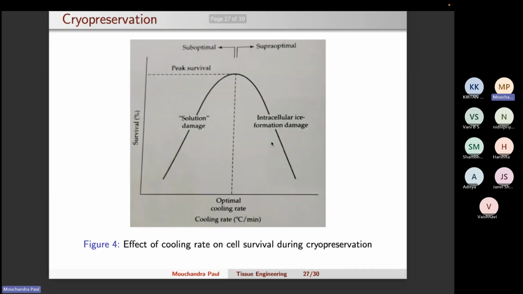I was talking about the condition when the cooling rate is very fast, because of which ice starts forming inside the cell. Here also the cell survival rate is decreasing. Fewer and fewer cells will be alive, and more and more cells will be dead in your stock.